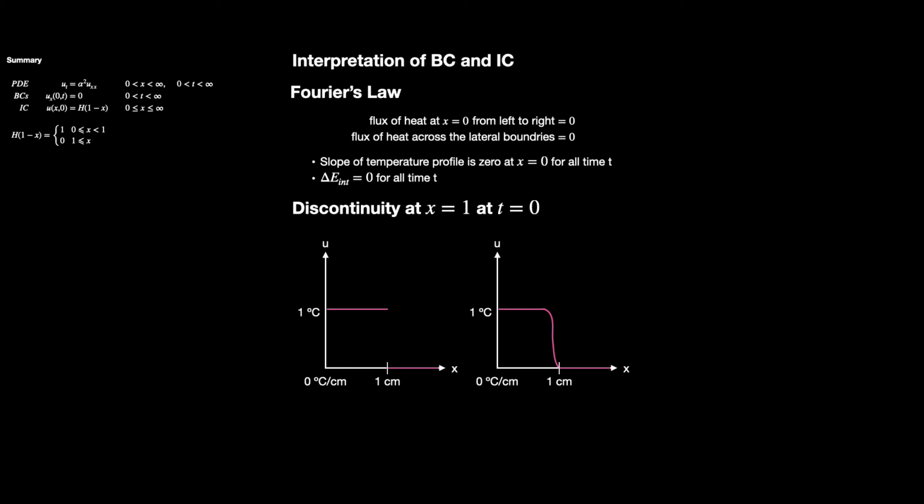Secondly, because the initial condition has a discontinuity at time t equals 0, the instant after t equals 0 there's going to be an unrealistic jump in temperature. It doesn't just go instantly from 0 degrees to 1 degree. And so the solution doesn't have a real physical interpretation.